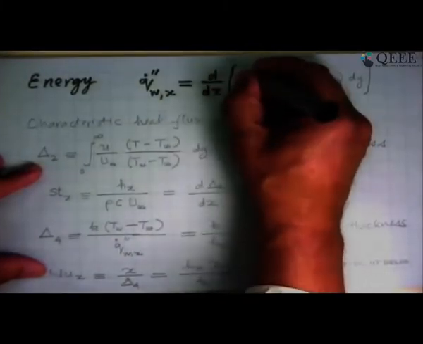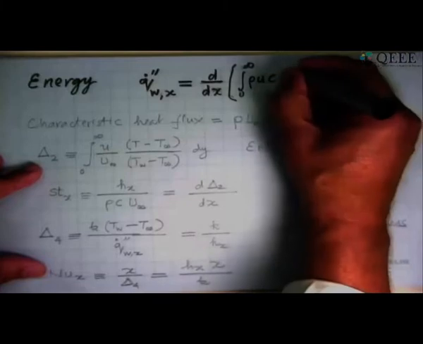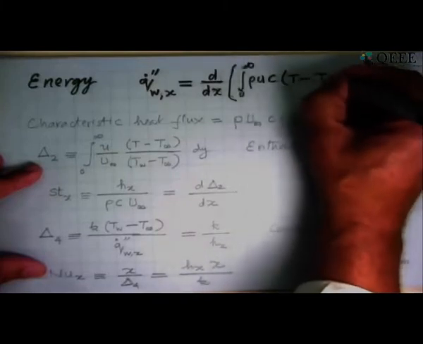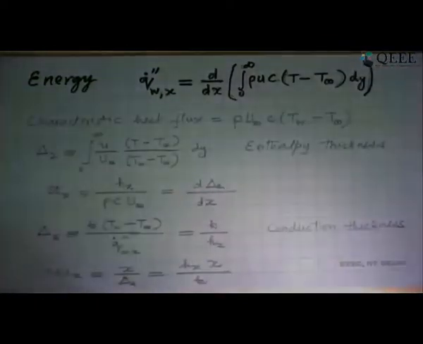Let's now look at energy. We do the same thing, and we say that q dot double prime at the wall at any location, from the same type of analysis, will come out that this is d by dx integral 0 to infinity rho u c into T minus T infinity dy. So T is the fluid temperature normal to the plate, which is a function of y, and so is u.